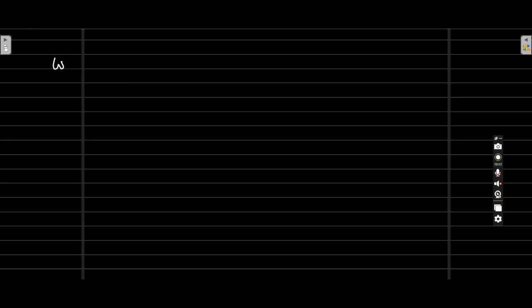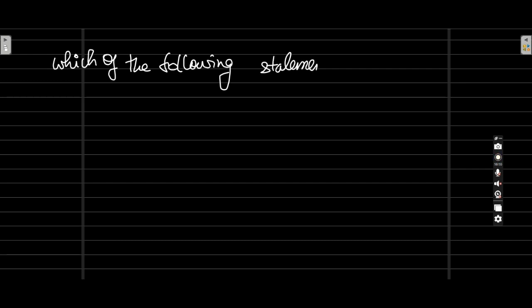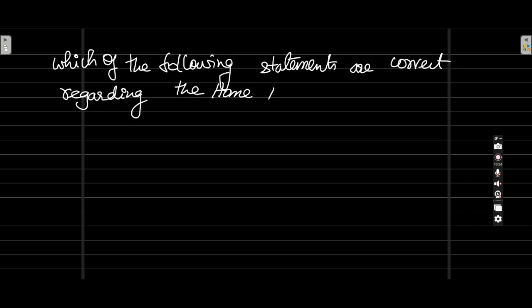Which of the following statements are correct regarding the Home Rule League? So this is one important thing, that it is still going good and fine.